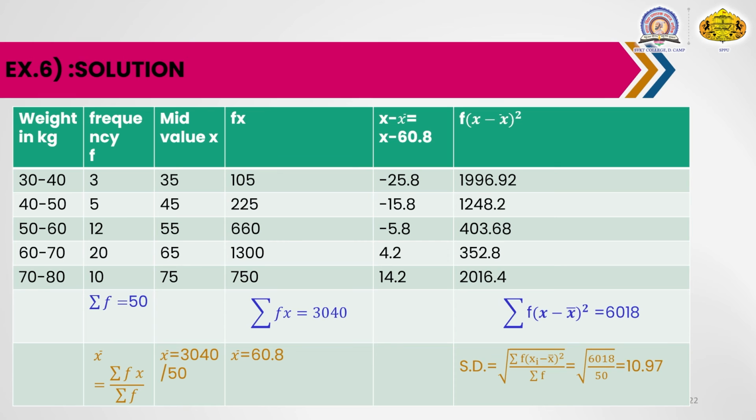Okay. So now write the formula for standard deviation. In the last cell I have written the formula: SD equals the root of summation of f into xi minus x bar square upon summation f, which is the root of 6018 upon 50. Calculate using a calculator. So the answer is 10.97. So this is our last answer, the standard deviation. If you know the standard deviation, you can calculate CV also.